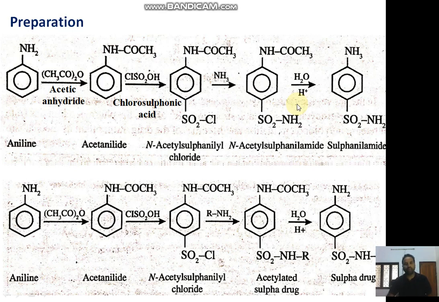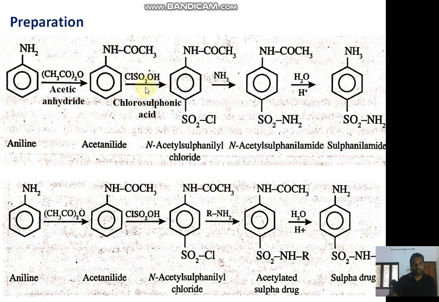Now we will see the preparation of the sulfur drug. It is starting from aniline. This is one of the applications of our amine. So the first step is the acetylation of amine by using acetic anhydride. It is acetylating the group.